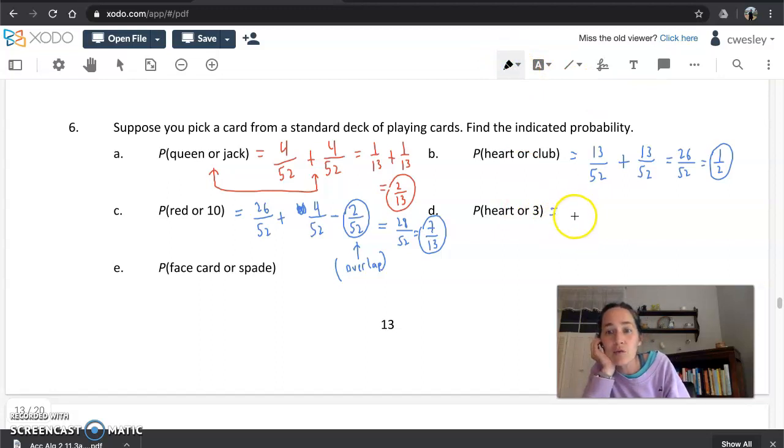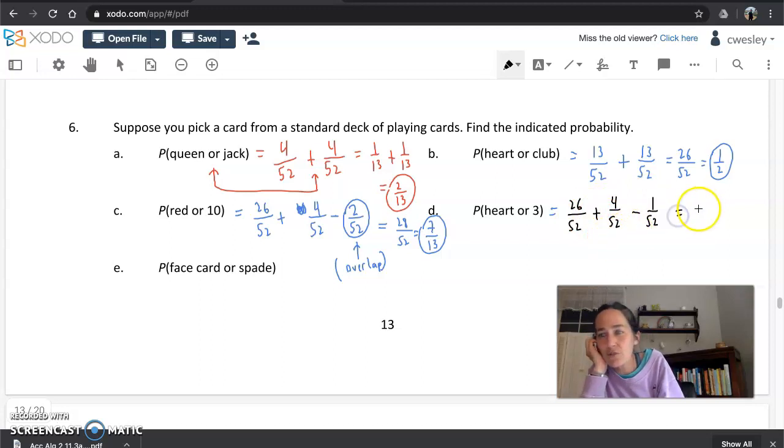And they could, right? Think of the overlap. So there are 26 hearts. There are still 4 3s, but there's one of them that got counted twice. The 3 of hearts needs to get subtracted off because we don't want to count it in both categories. So you've got 30 and then, oh, what's it? Did you guys catch my mistake?